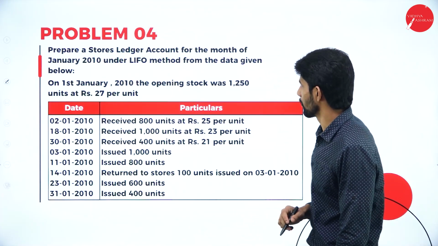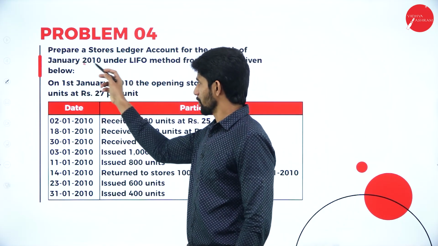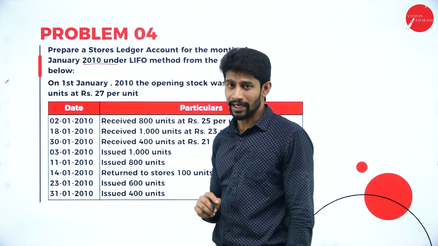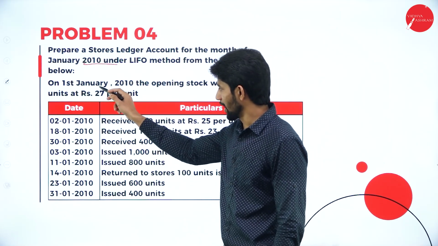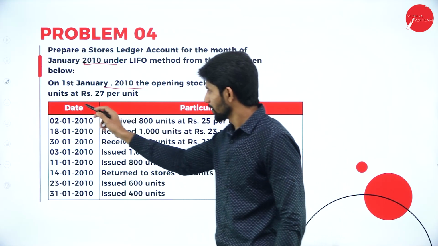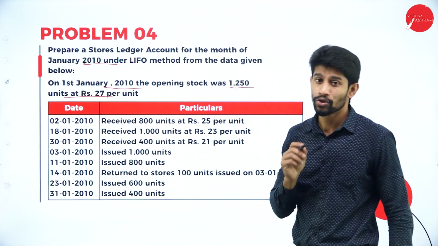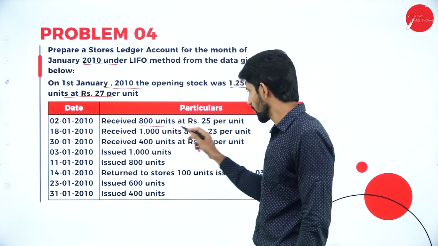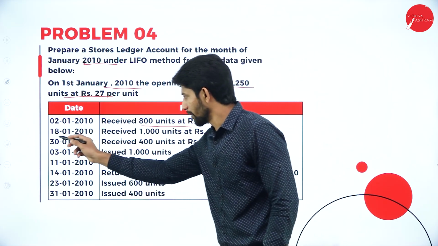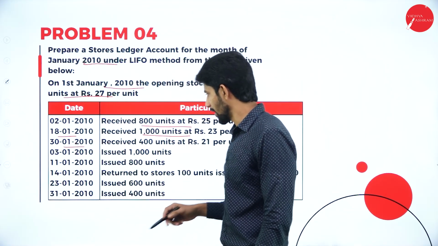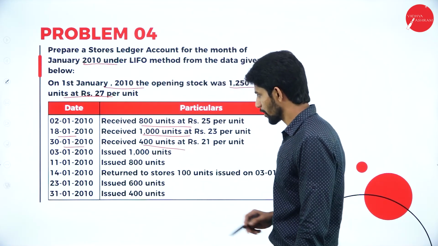Prepare a store's ledger account for the month of January 2010 under LIFO method, last in first out, from the data given below. So on 1st January, what is the opening balance? The opening balance is 1250 units at rupees 27 per unit. Next, on 2nd Jan, they received 800 units, that is purchased. On 18th Jan, again they purchased 1000 units. On 30th Jan, again they purchased 400 units.